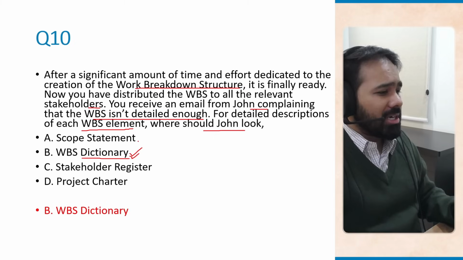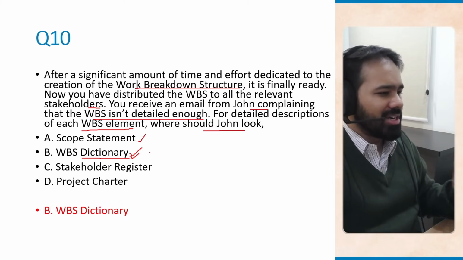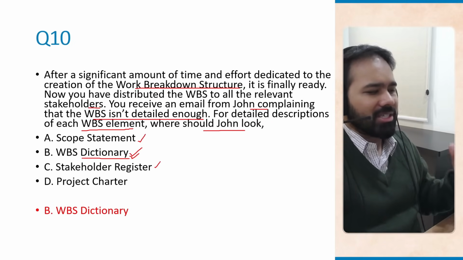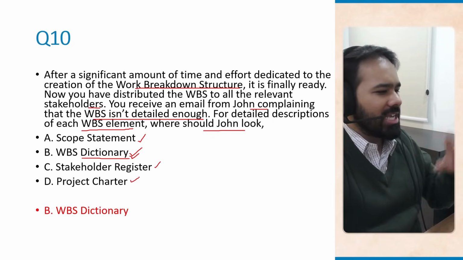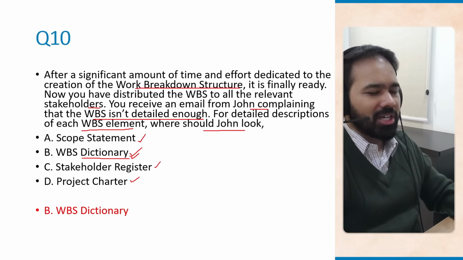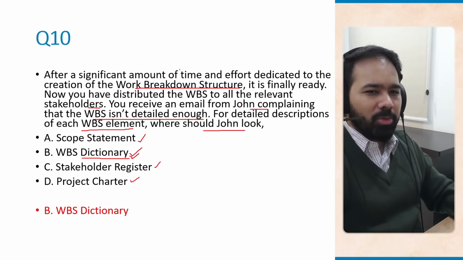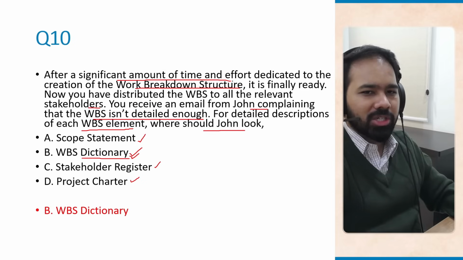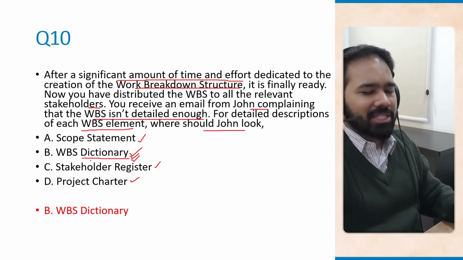What is the scope statement? It defines the overall scope, but it is definitely not a detailed breakdown of each element. Stakeholder register, it is just a list of all the stakeholders. A project charter is a very high level document that is created much earlier than the WBS for sure. So WBS, think of this as the structure. This is a work breakdown structure. This is just the structure, but the dictionary is where the details are.